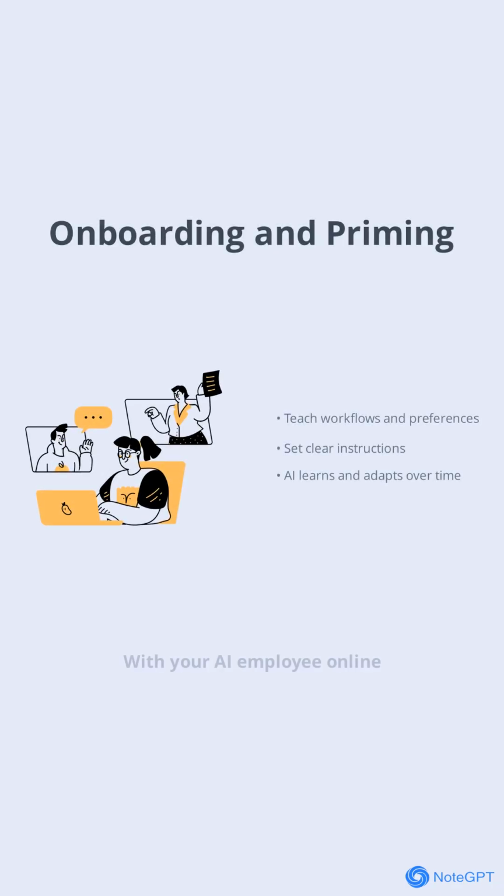With your AI employee online, the next step is onboarding and priming. This means teaching your AI about your workflows, preferences, and the types of tasks you want it to handle. Think of this as training a new team member. Provide clear instructions, set boundaries, and gradually introduce more complex responsibilities. The more context and feedback you give, the more effective and proactive your AI employee becomes. Over time, it will learn to anticipate your needs and operate as a true digital partner.